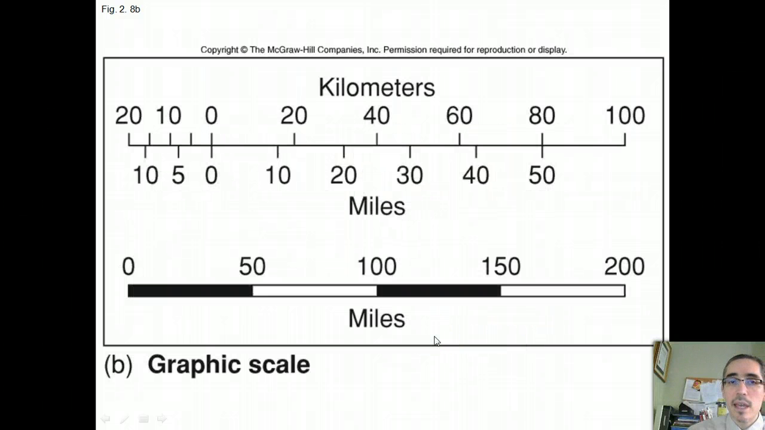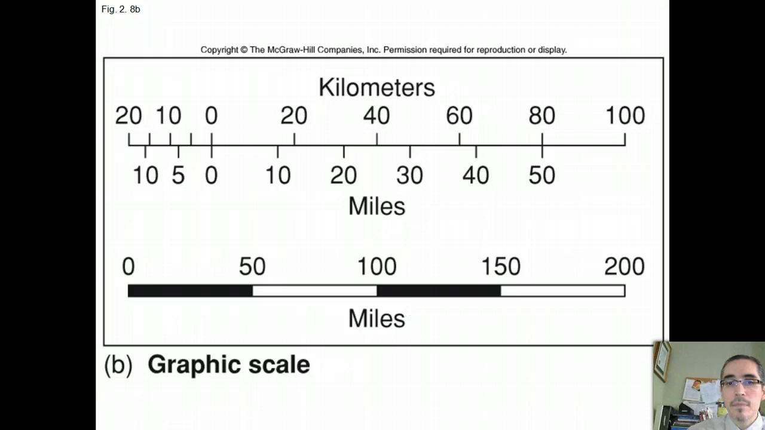A graphic scale, or a bar scale, is probably something you're much more familiar with. So here we have two different styles of graphic scales. The upper one uses both miles and kilometers, two different kinds of measurement units. Miles on the bottom, kilometers on the top. The lower one uses a striped bar, and it's only in miles. And of course, the way that you use these is you can physically use it to measure out distances on a map.